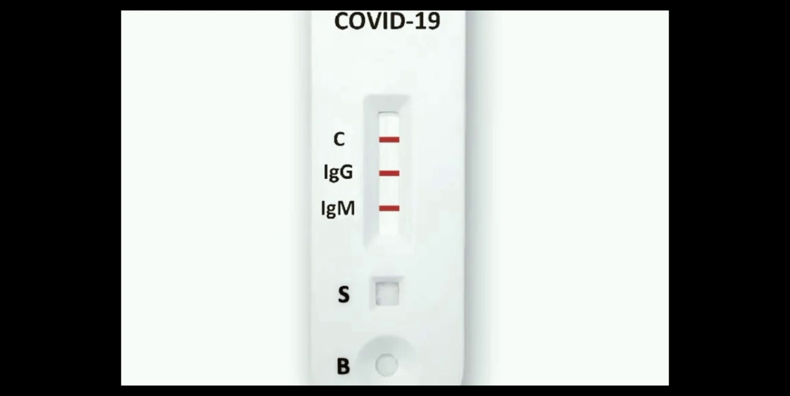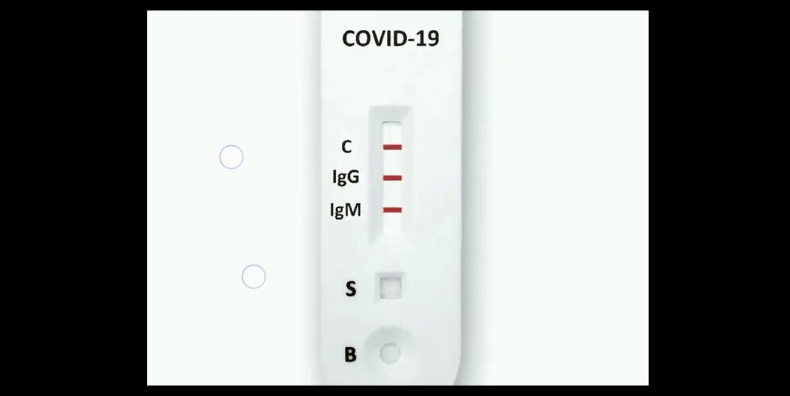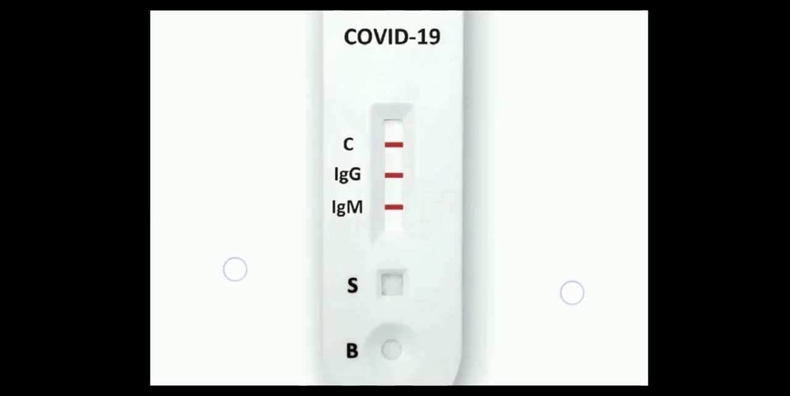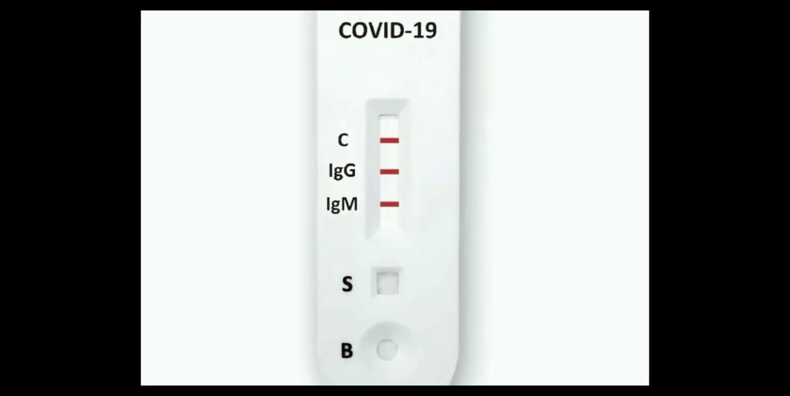IgM is the primary immune response and IgG is the secondary immune response here. So here basically what happens is the buffer helps the sample to drift from down to upward to the control section by capillary action. So let's move on, we'll discuss it in detail also.